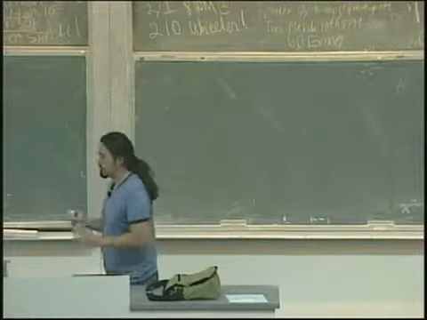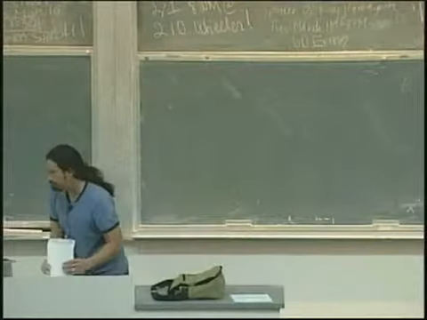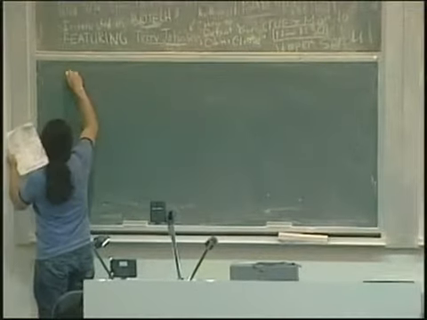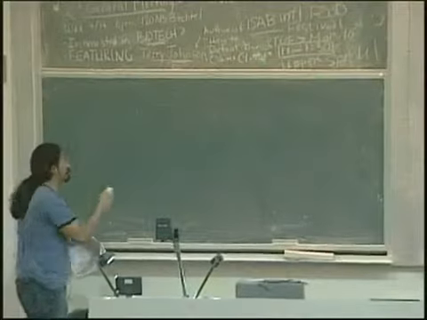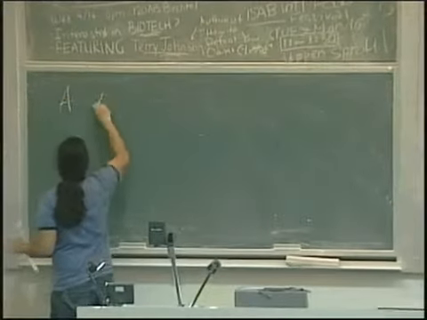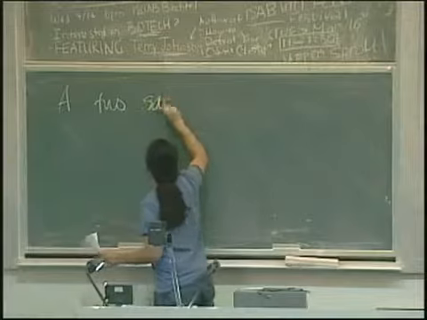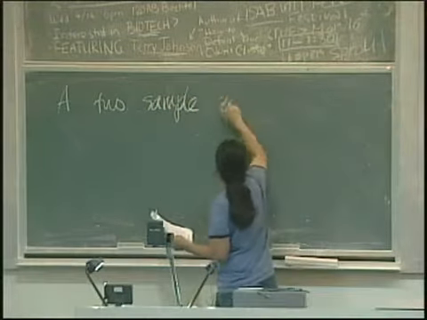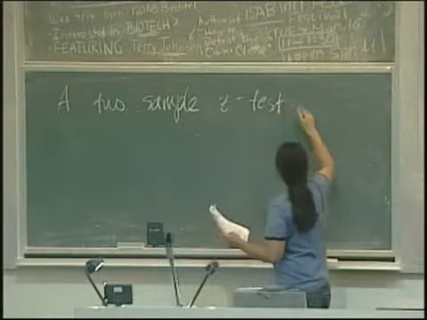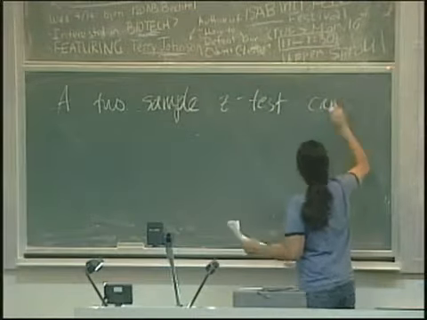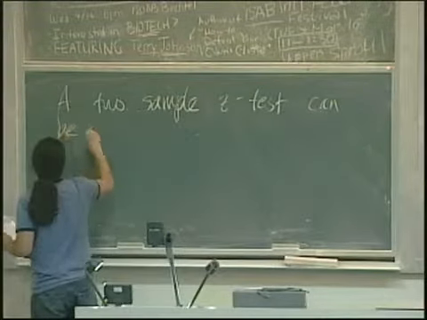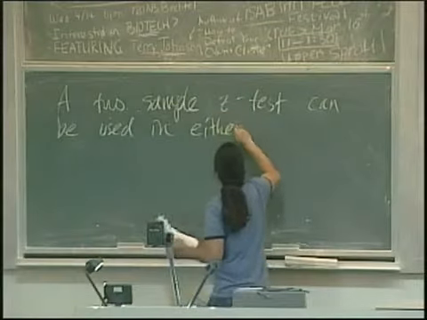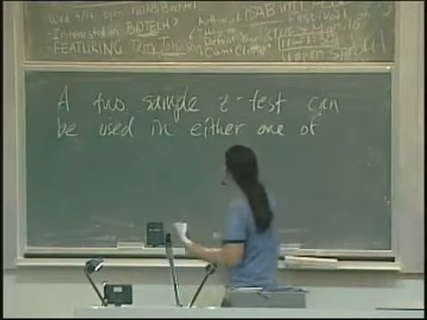Okay, so let me get to this chapter 27 stuff. Last time, we talked about a two-sample z-test. Chapter 27 talks about the two-sample z-test. I addressed one situation when it can be used, and I didn't address the other one. I wrote it down, but I didn't say why, really. So a two-sample z-test can be used in either one of two situations.